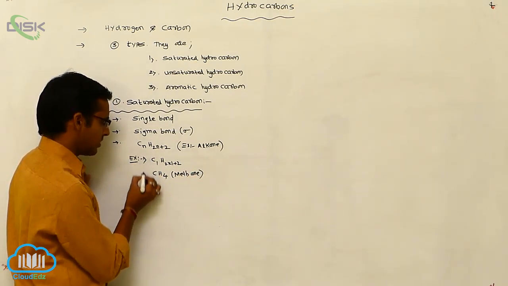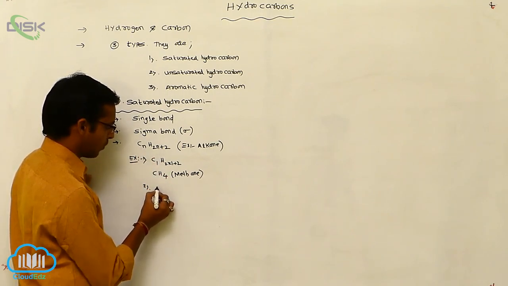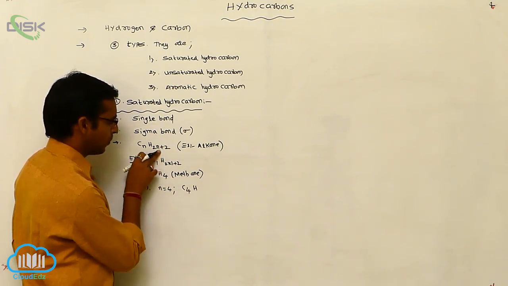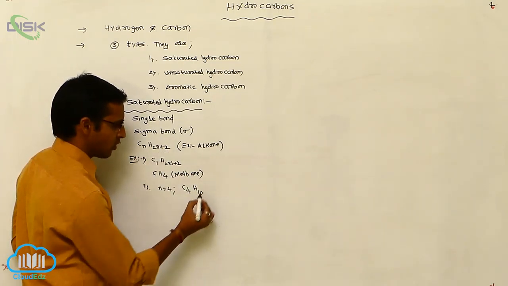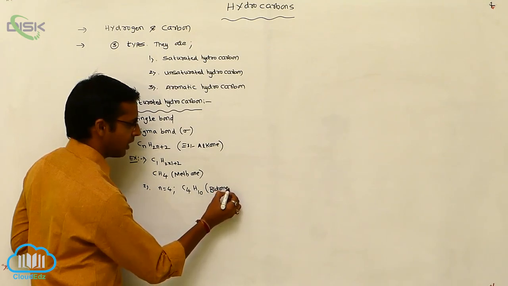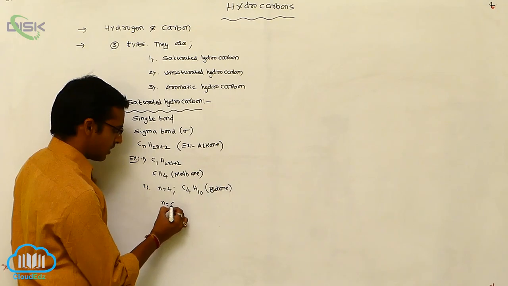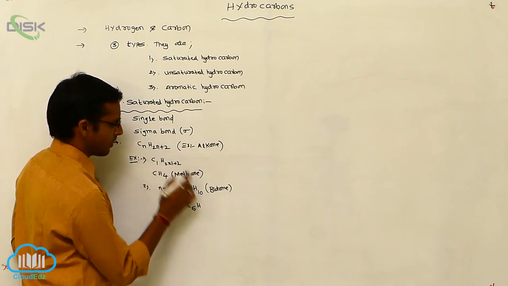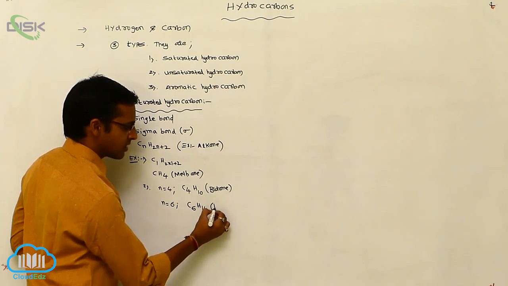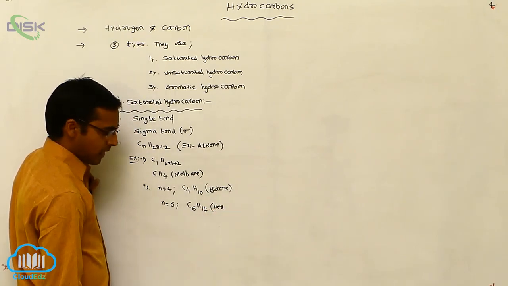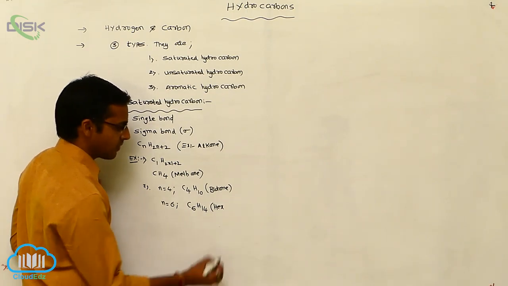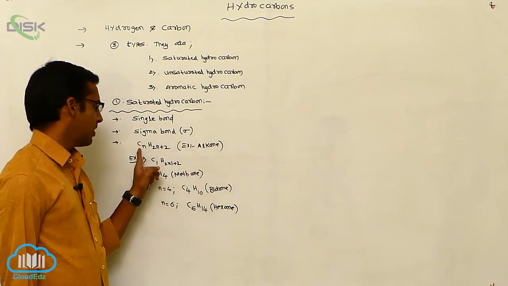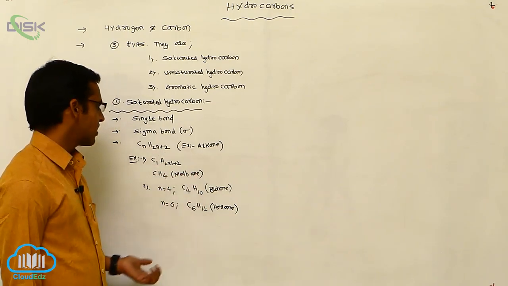For another example, if n equals 4, that is C4, 2 into 4 is 8, 8 plus 2 is 10, so C4H10, which is butane: four carbons, but, plus ane, butane. Or if n equals 6, that is C6, 2 into 6 is 12, 12 plus 2 is 14, C6H14. Six carbons, the root word is hex, plus the saturation primary suffix ane, hexane. So the saturated hydrocarbon alkane has the general formula CnH2n+2, and these are the examples.